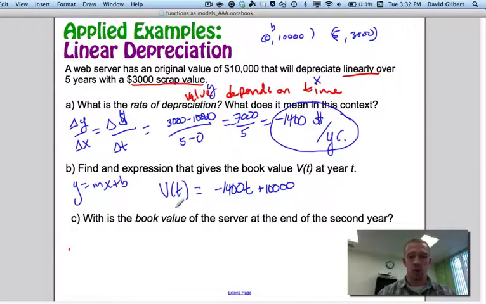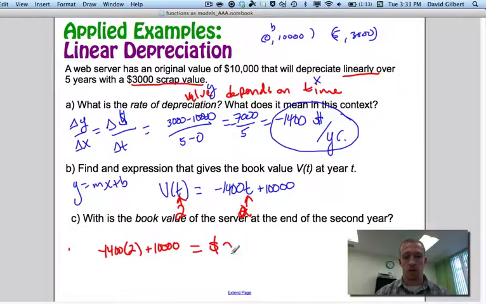So what's the value at the end of the second year? Just plug it in. We're going to plug in a 2 here. So this is where the math occurs. We get negative 1,400 times 2 plus 10 grand, which gives us $7,200. So that's how much it's worth at the end of the second year.